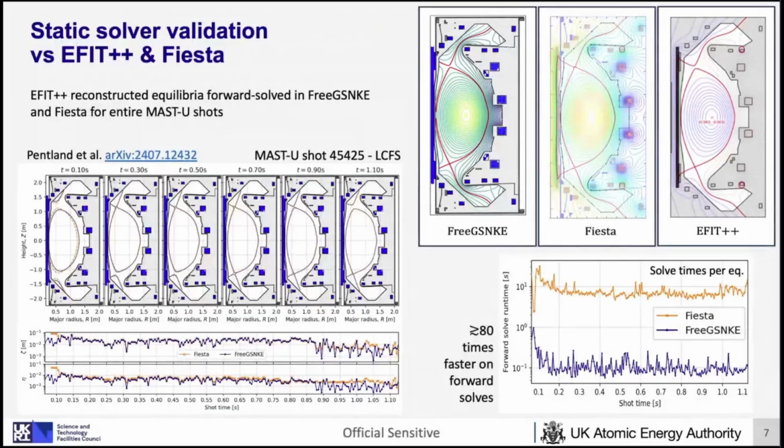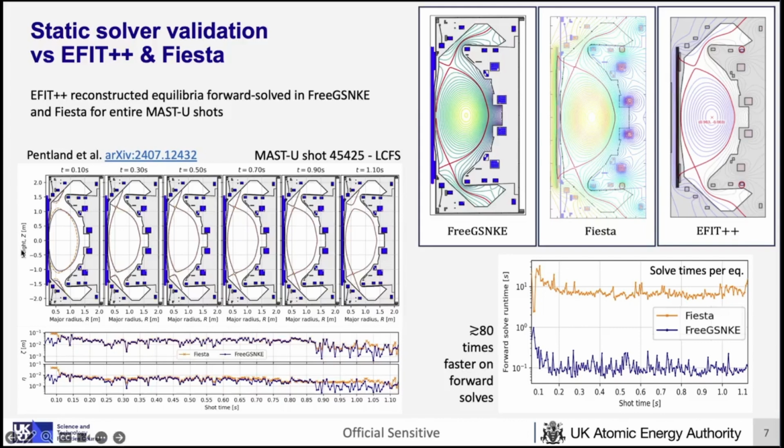So the static solver itself has now been extensively validated, and we use it in operations on MAST-U now. If you're specifically interested in the validation work, there's a paper out there by Cameron Pentland. We basically used FREEGSNKE side by side with the two main equilibrium codes that we use at UKAEA. These are EFIT++ for equilibrium reconstructions of MAST-U equilibria in MAST-U shots, and Fiesta, which is another equilibrium code that we use quite a lot, that is a stabilized Picard solver.